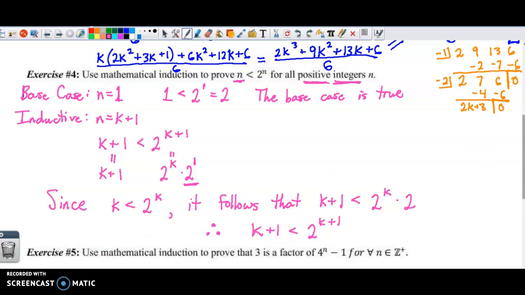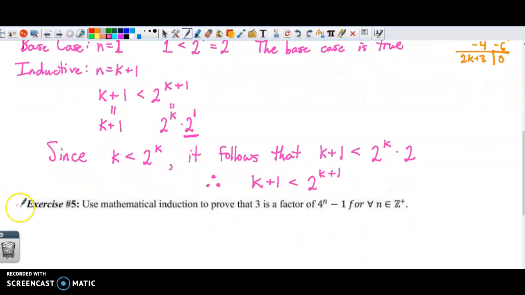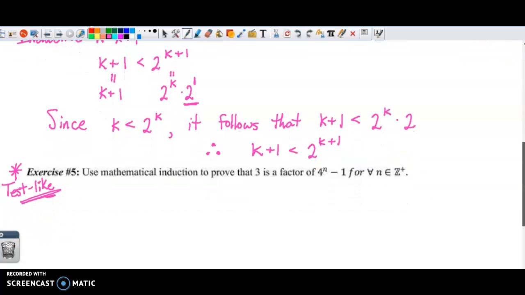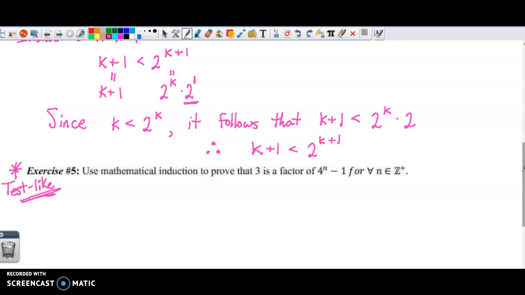but I want you to pay close attention to the next one because this is the type of problem that I stuck on the test. So this is more of a test-like problem. You might want to completely understand this. Okay, so I think I'm ready for this.